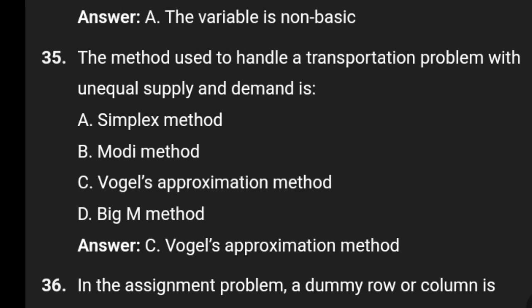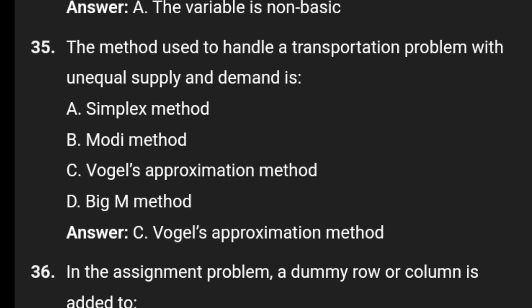35. The method used to handle a transportation problem with unequal supply and demand is: A. Simplex method, B. Modi method, C. Vogel's approximation method, D. Big M method. Answer: C. Vogel's approximation method.